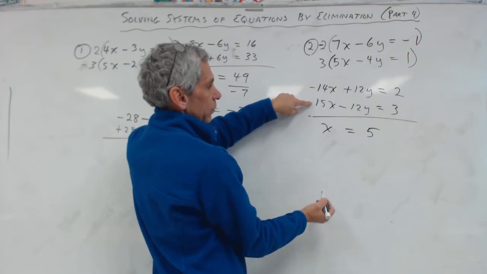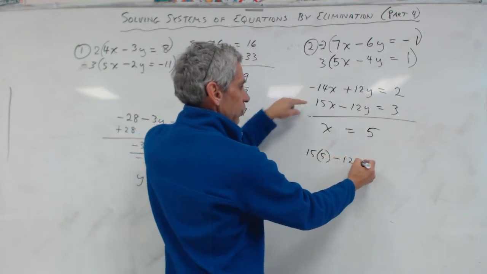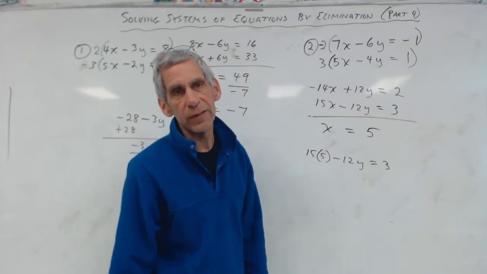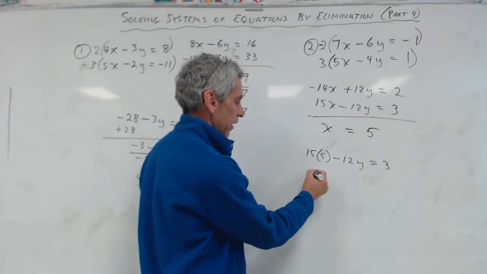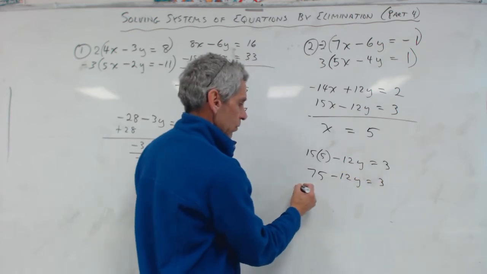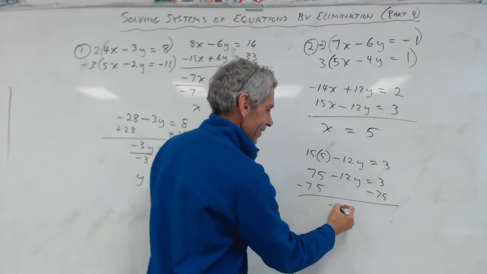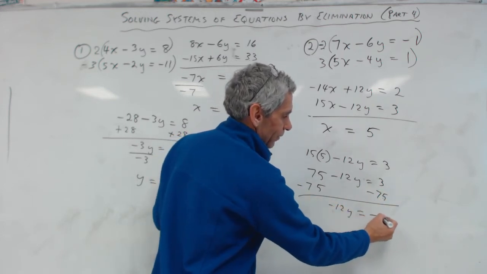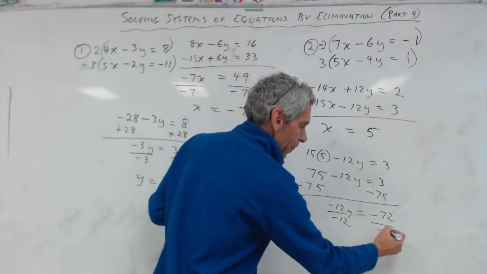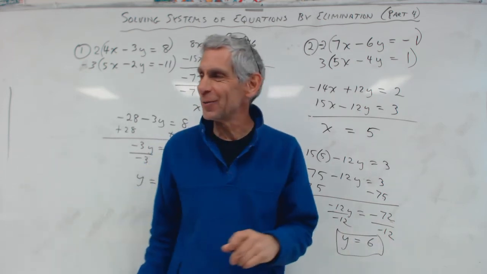Let's see, yeah, that's right. 15 times 5 minus 12y equals 3. Okay, so 15 times 5, 5 times 10 is 50, 5 times 25, 75. Minus 12y equals 3. We're going to subtract 75. Negative 12y is equal to negative 72. So divide by negative 12. Y equals 6.